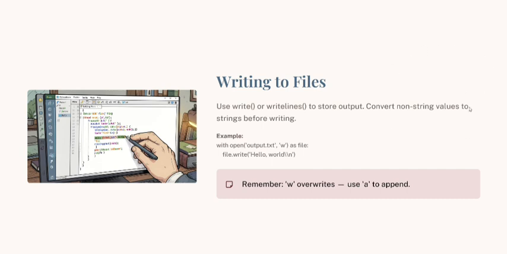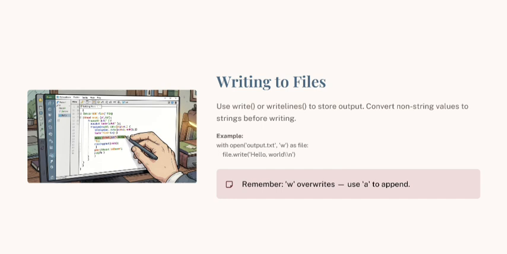Let's understand this code. First, with open output.txt comma w as file. It opens the file in write mode. If the file does not exist, Python creates it. Then file.write hello world slash n writes the text into the file. The slash n represents a new line.